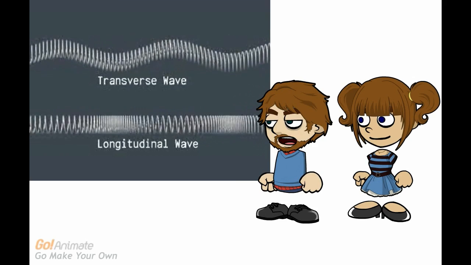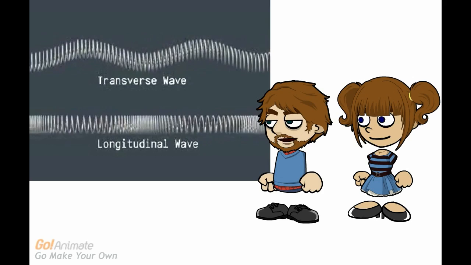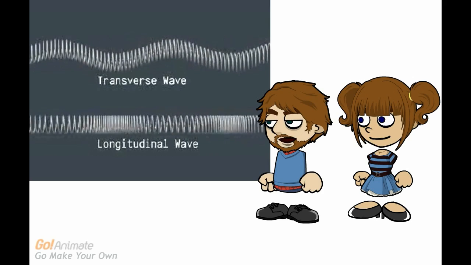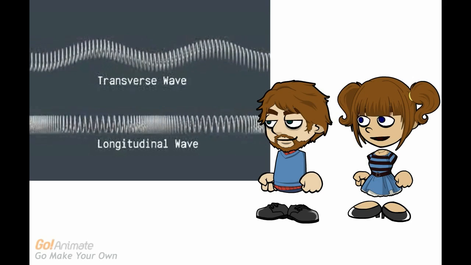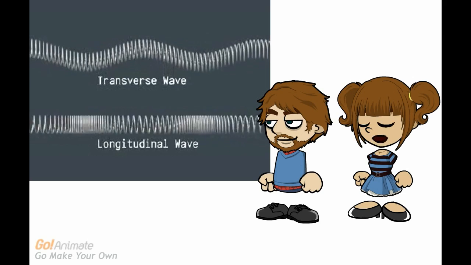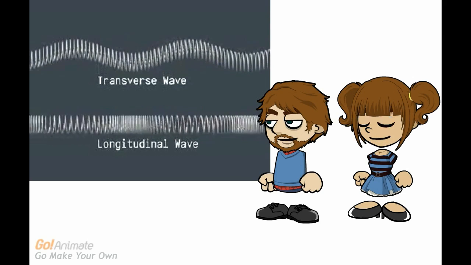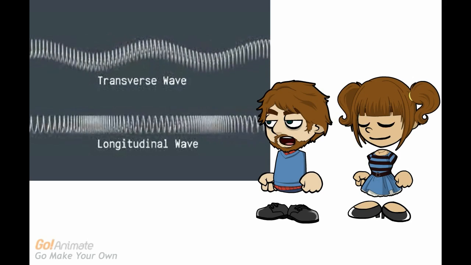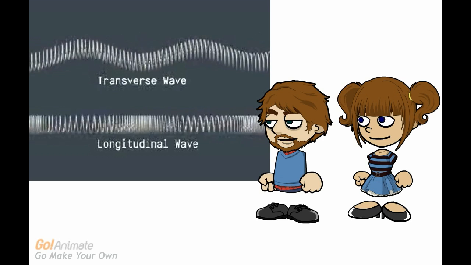Notice the movement of the slinky coils for the transverse wave. They move up and down while the energy, the peaks, travels from left to right. I think I get it. The coils in the longitudinal wave look like they're being squeezed together and then spreading apart. That is an excellent observation. The coils in the longitudinal wave vibrate left and right, and the energy also travels left to right.